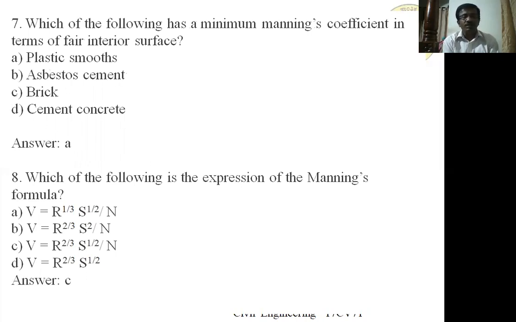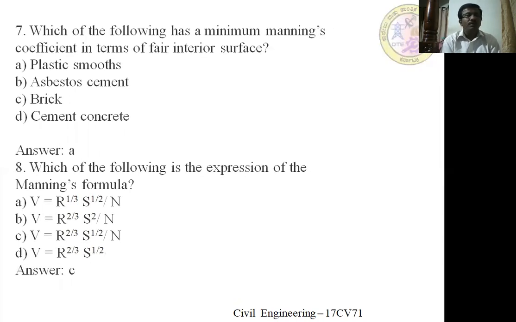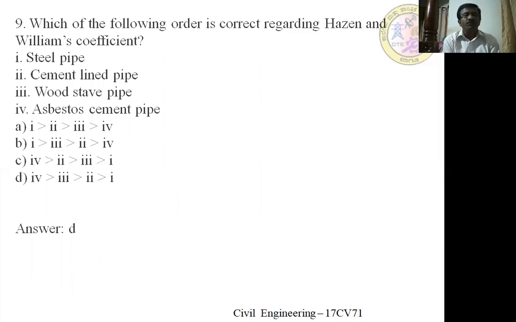Which of the following is the expression of Manning's formula? V equals 1 by n R to the power of 2 by 3, so it is C. Which of the following is minimum Manning's coefficient in terms of fair interior surface? Usually plastic, and n is the same. Which of the following orders is correct regarding Hazen-Williams coefficient? It is D.